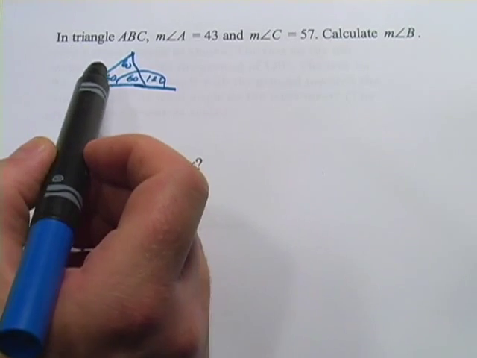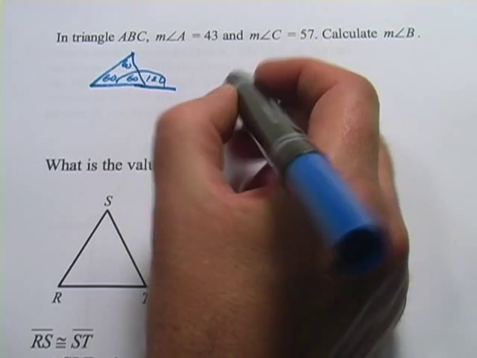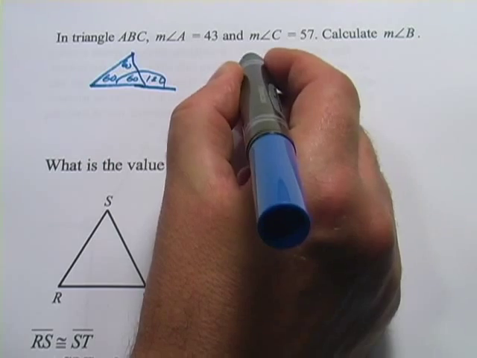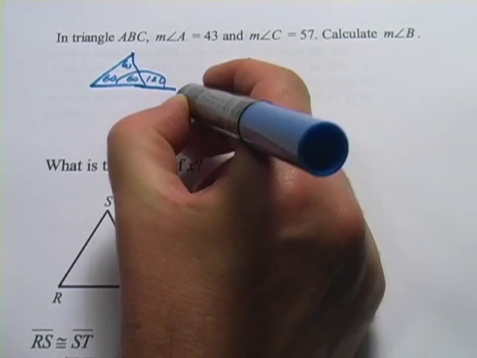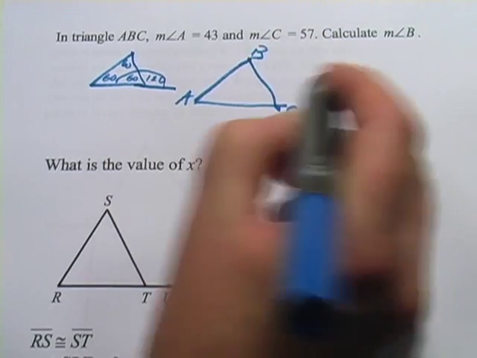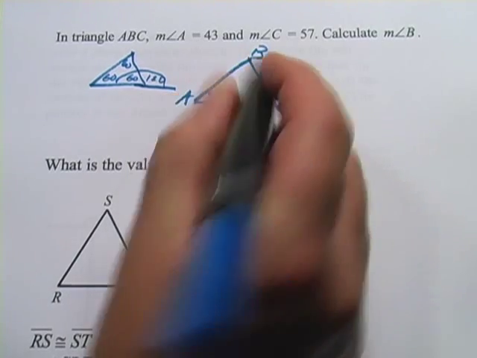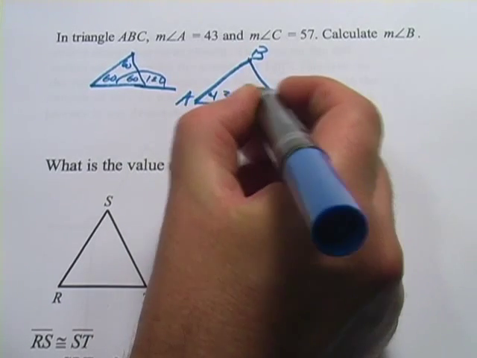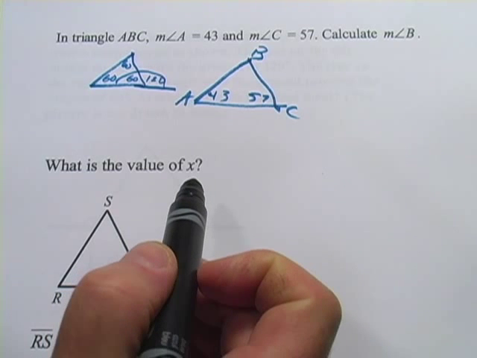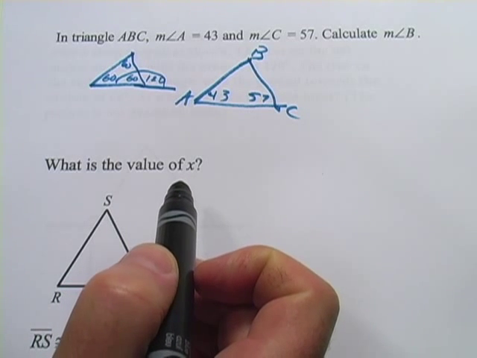Let's look at this first problem. It says in triangle ABC, well, let's draw a picture here. Angle ABC. A is 43. C is 57. Calculate the measure of angle B. And this one should be pretty easy for you.